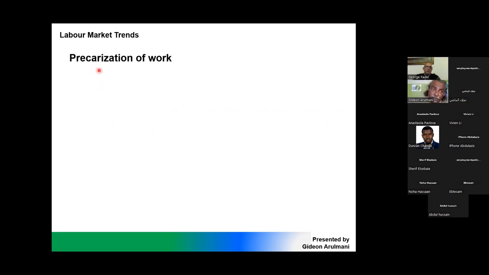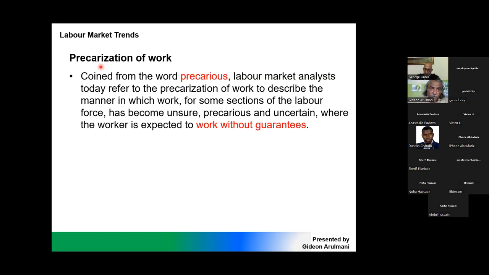Now, this has led to this word, precarization of work. Yeah? Precarization. It's a big word, but the meaning is very simple, but very, very important. Comes from the word precarious. Precarious means what? Not stable. Any moment you're going to fall off. It's like standing on a chair with 3 legs. Somehow you're precariously balancing on the chair.